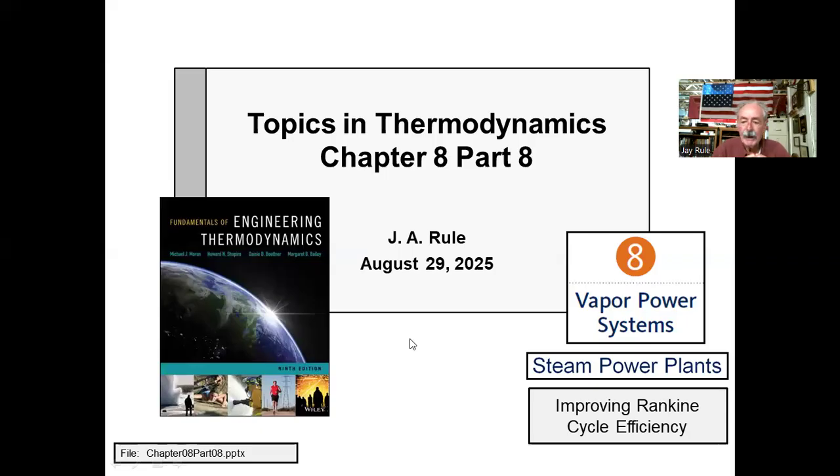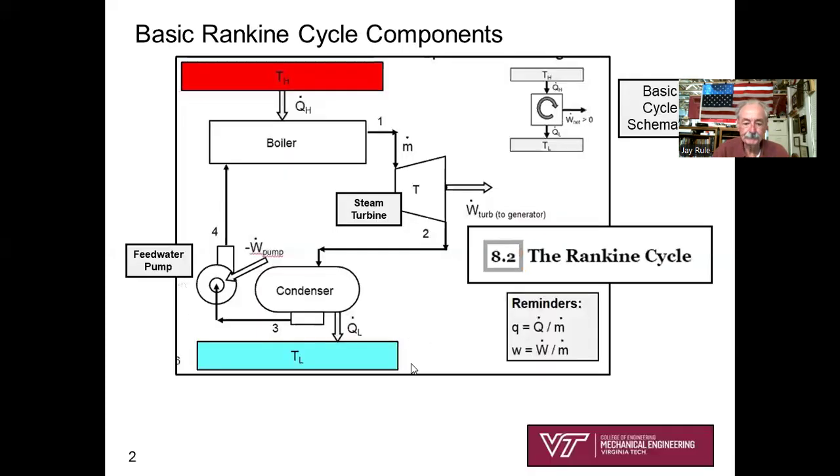And the purpose of those additional power plant components is to improve the basic Rankine cycle thermal efficiency. And so there's a lot of slides in this section, but I'm going to try to blaze through them as quickly as I can, just to give you an introduction of what you're going to be exposed to in the rest of this chapter 8. So, of course, here's the review of our basic Rankine cycle.